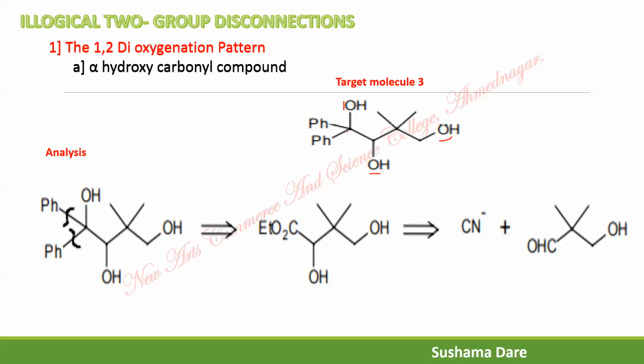Now again, one more thing you can see here. This one is the branch. This is the branch point. This is also a branch point. This one is also a branch point. But among that, which we have to consider first of all, as there are symmetric branches over here? The symmetric branches are a phenyl group attached, again a phenyl group.